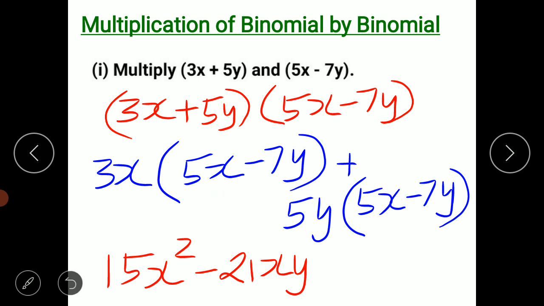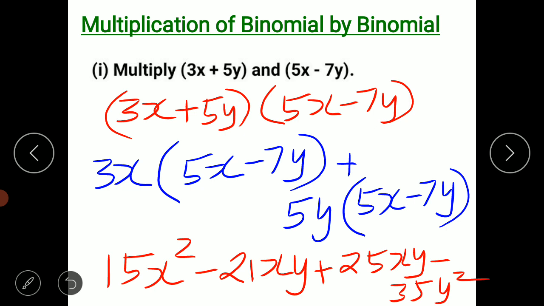So now plus 5y into 5x minus 7y. So again distributivity: plus into plus, plus 5 5s are 25xy, because x into y, 5 5s are 25, y into x, yx or xy, in alphabetical order xy. Then plus into minus, minus 5 7s are 35, y into y, y square. We opened the bracket.